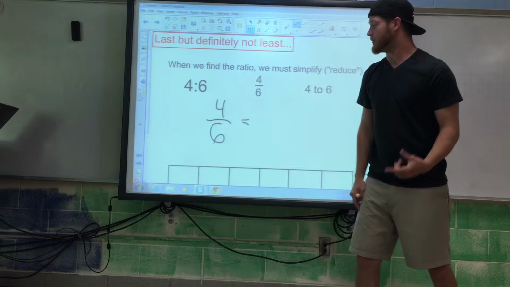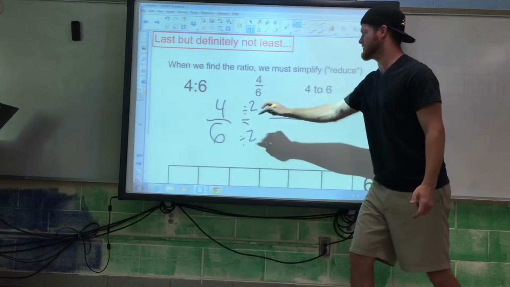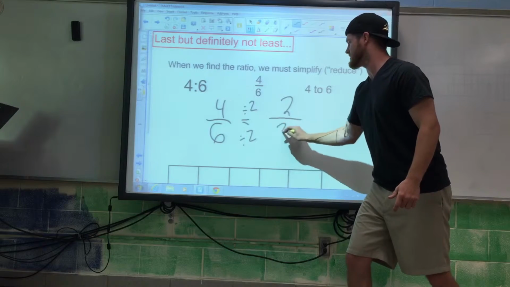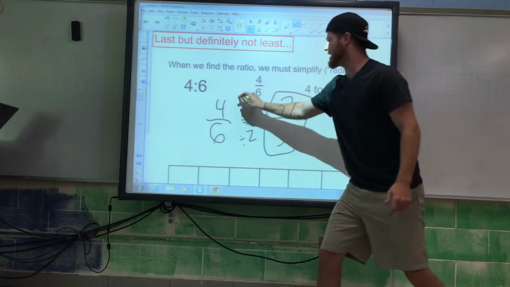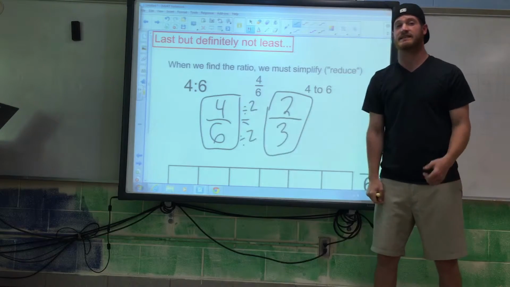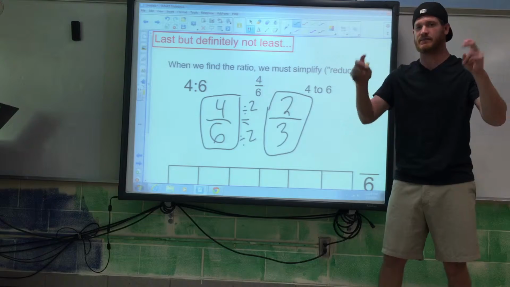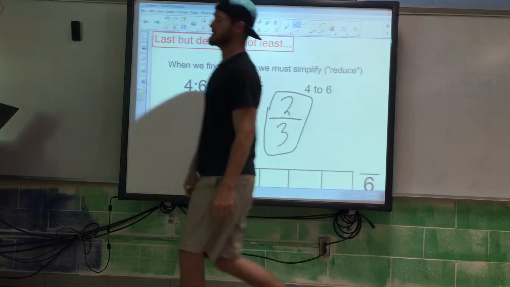Okay, what number goes into both 4 and 6? You say 2. So you divide both the top and the bottom by 2, which gives you 4 divided by 2 is 2, 6 divided by 2 is 3, which means that 2/3 is equivalent to 4 over 6. Although 4 over 6 is a correct answer, it will never be an answer choice because it has to be in its simplest terms, which would be 2/3.